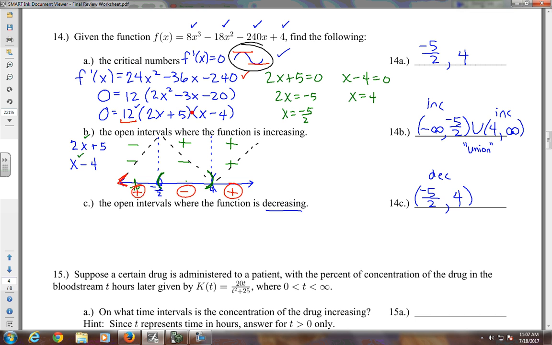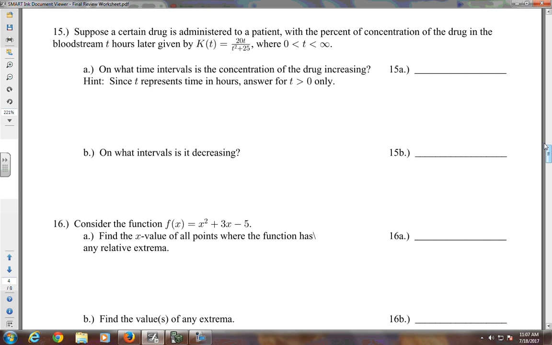Okay? Let's move on to problem 15. Suppose a certain drug is administered to a patient, with the percent of concentration of the drug in the bloodstream t hours later given by k of t, where 0 is less than t is less than infinity. So t is the number of hours, and the concentration of the drug is this k function. This part simply means that t starts at 0 and goes on indefinitely.